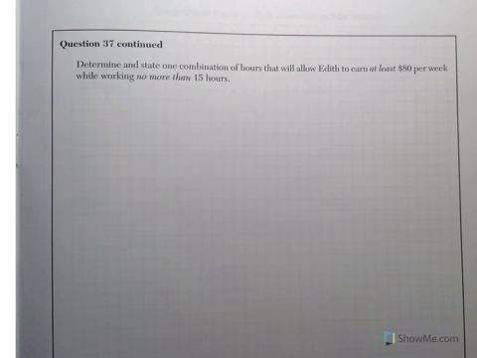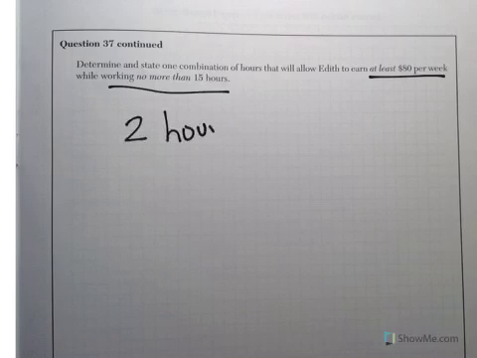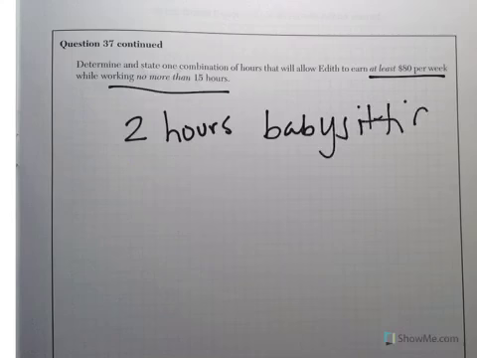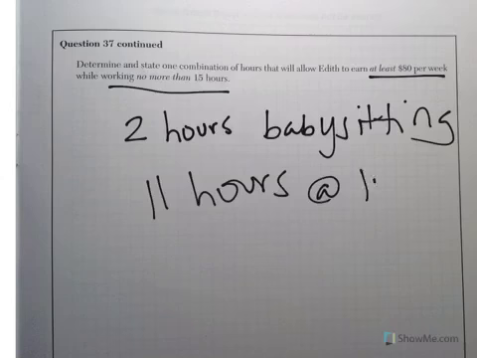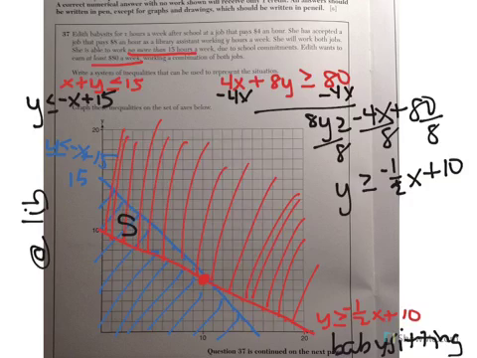Now if I look at this last part of the question, determine and state one combination of hours that will allow Edith to earn at least $80 per week while working no more than 15 hours. I just pick a point in my solution set. So I can pick like 2 hours babysitting and 11 hours at the library. And that would be the point (2, 11), which when I look back, (2, 11) is right here. So that's in my solution set.